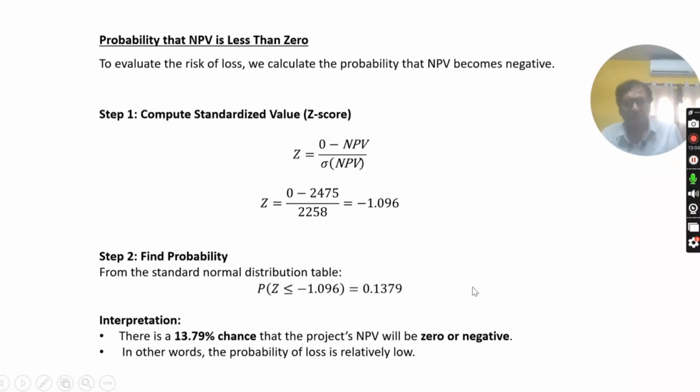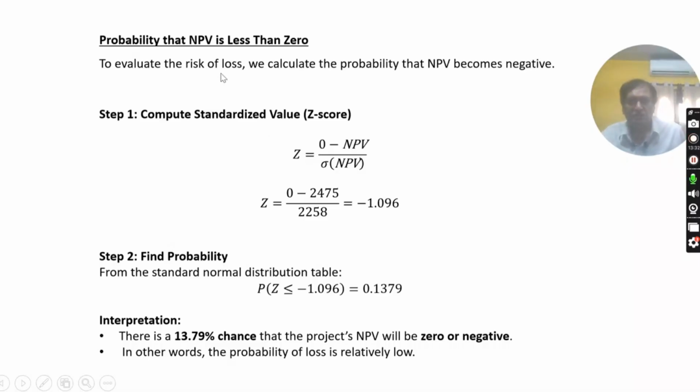Okay, and then probability that NPV is less than 0. This is a statistical method by which you can calculate the acceptance probability and what is the probability for rejection of the project. For that, what you have to do, you have to calculate the Z value. How you will calculate it? Z is equal to Z square value.